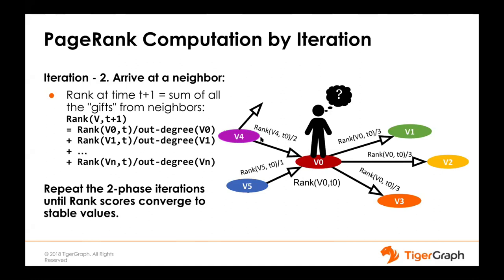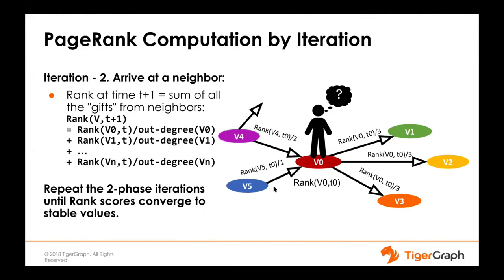Phase two, still the same iteration. Now you accumulate everything that's coming into you. So what is V0's score going to be in the next round? Its score is going to be the sum of all the passing on from all its in neighbors. Let's say V4 has two neighbors. It takes its current score and divides it by two because it has two out edges. And so V0 is receiving this rank of V4 divided by two. It's also receiving the rank of V5. And if we imagine that this is the only connection, then we're dividing by one. So in the next round at time T1, the rank of V0 will be the sum of these two numbers. And that is basically the PageRank computation.